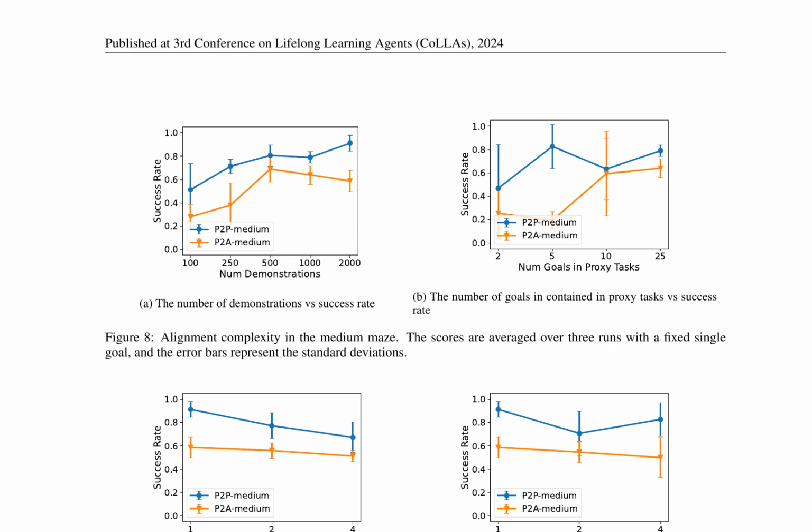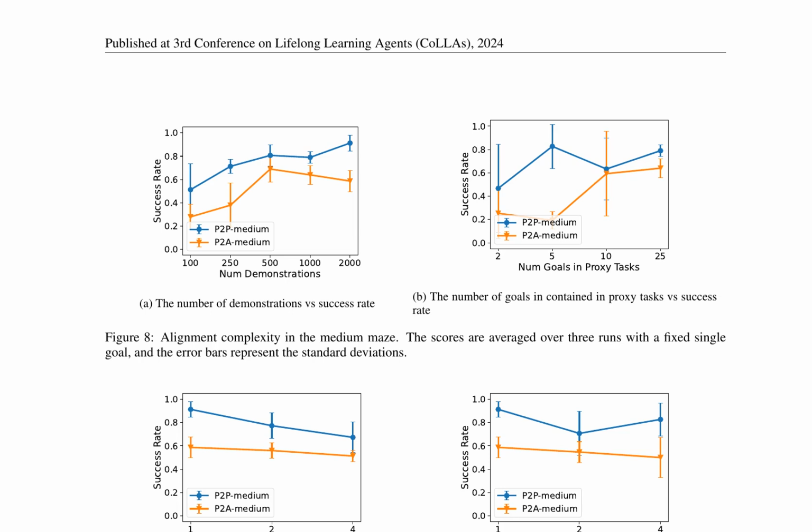Investigating alignment complexity in the medium maze, researchers present results in Figure 8, plotting the success rate against the number of demonstrations, proxy task goals, and domains. Error bars represent standard deviations, with scores averaged over 3 runs with a fixed single goal. The impact of source domains on imitation performance is examined, with results shown in Figure 9.